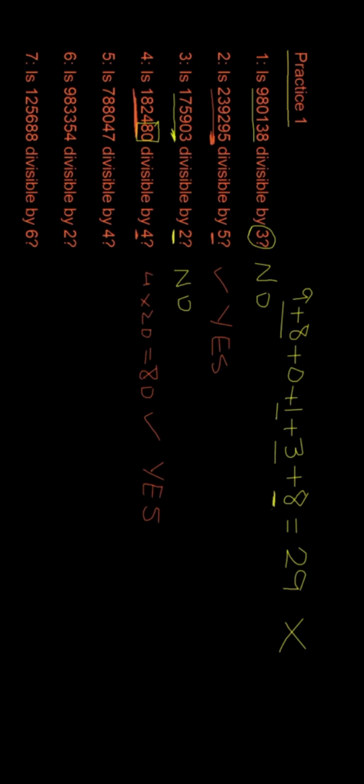Next question, 788047. Is it divisible by 4? So we're looking into the last 2 digits, 47. Now let me take a look. I do know the table of 40, and I know 40 times 10. 4 times 10 is a 40.